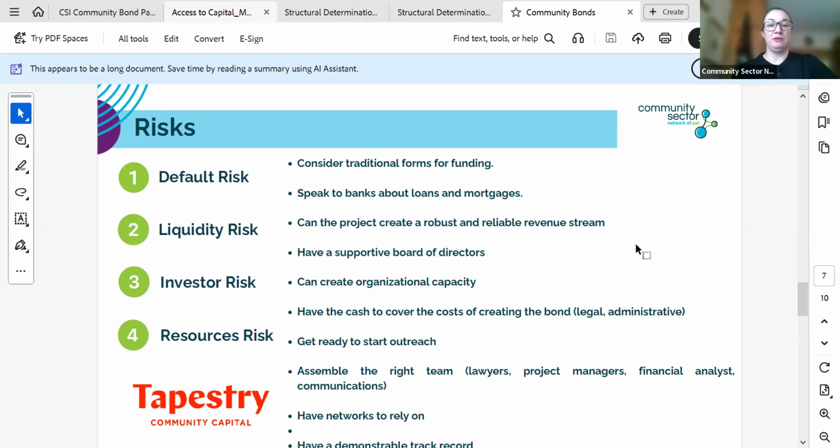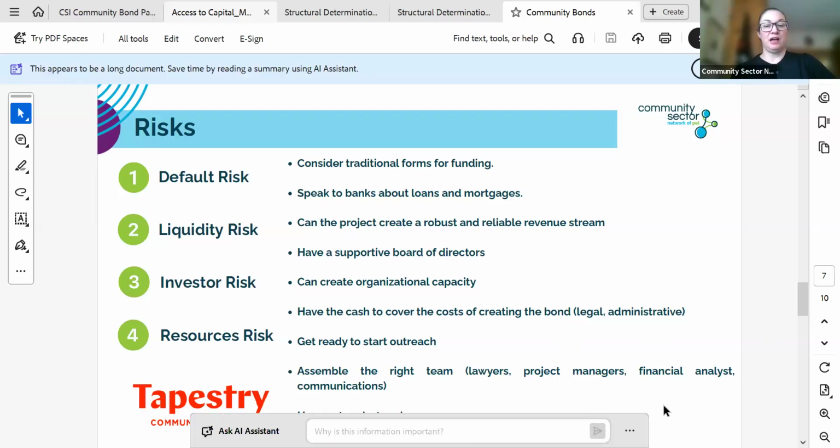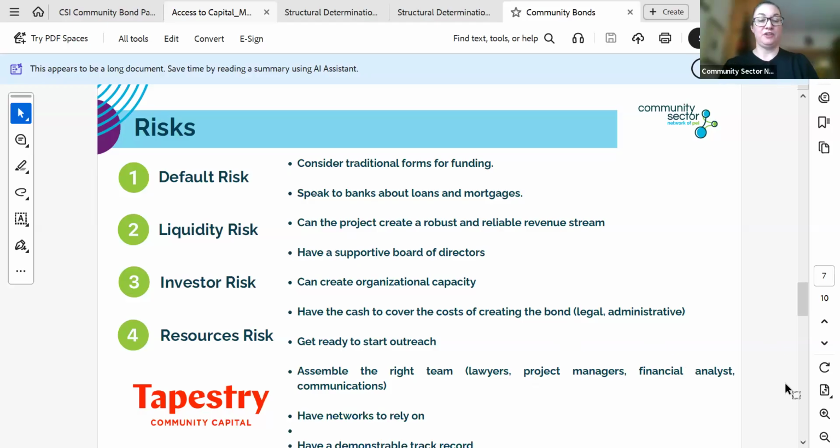And then if we move into this community bond, we want to make sure that the project has a robust and reliable revenue stream, supportive board of directors, good organizational capacity, the cash to cover the costs of creating the bond, because you'll need to involve lawyers and administrators, a good team to start the outreach, good networks to rely on, and a demonstrable track record of being able to manage projects successfully. So that helps you to manage all of these risks associated with the community bond.